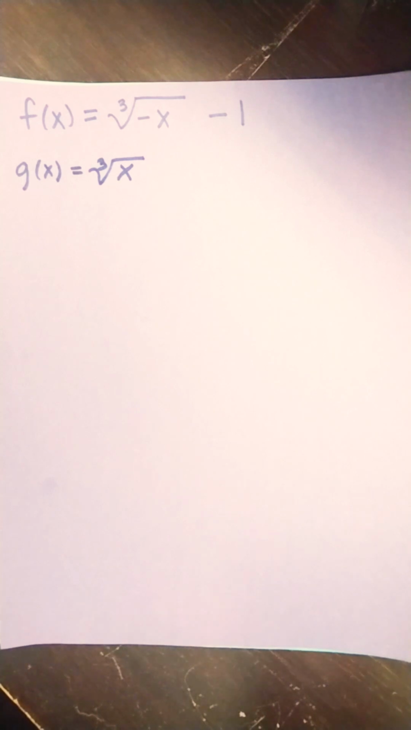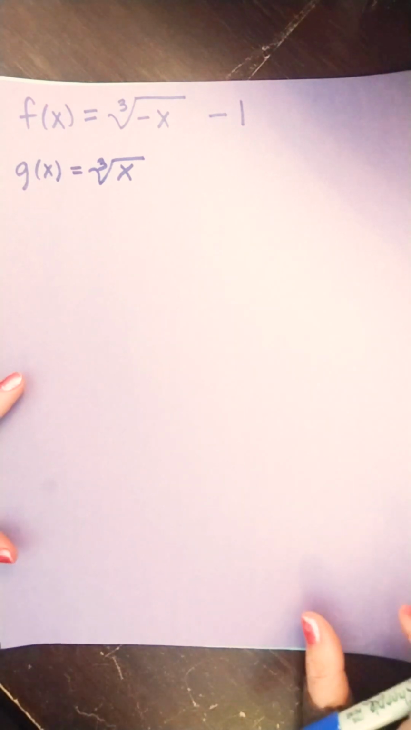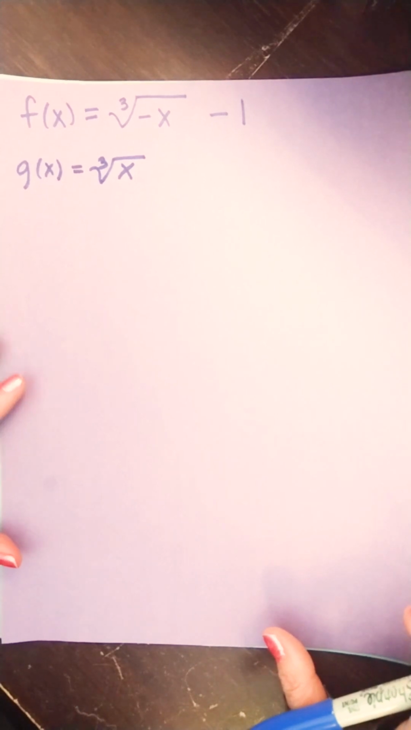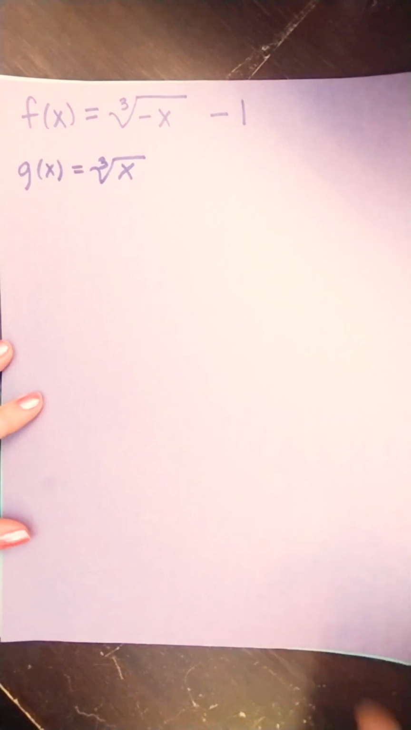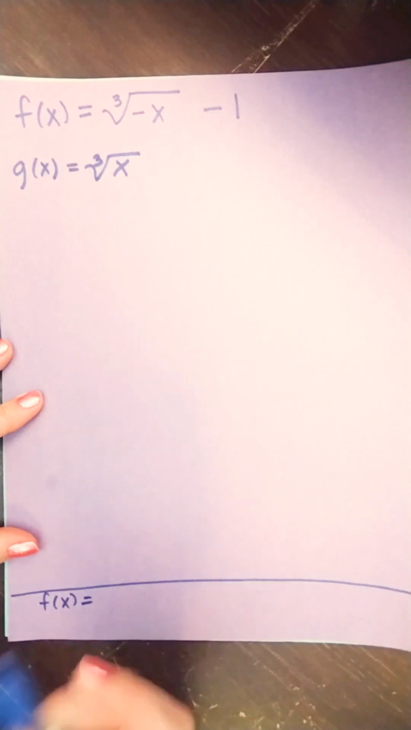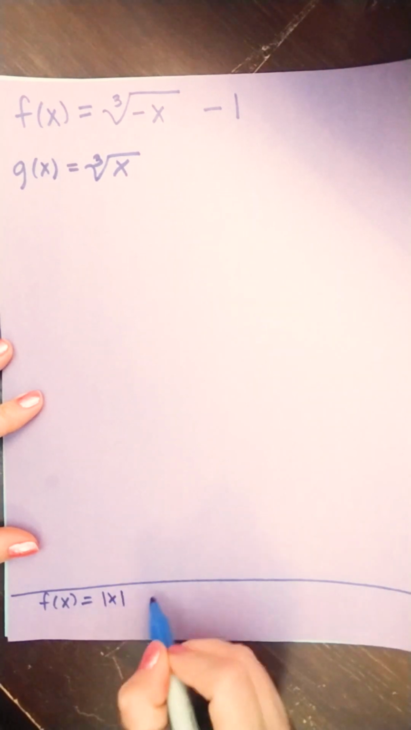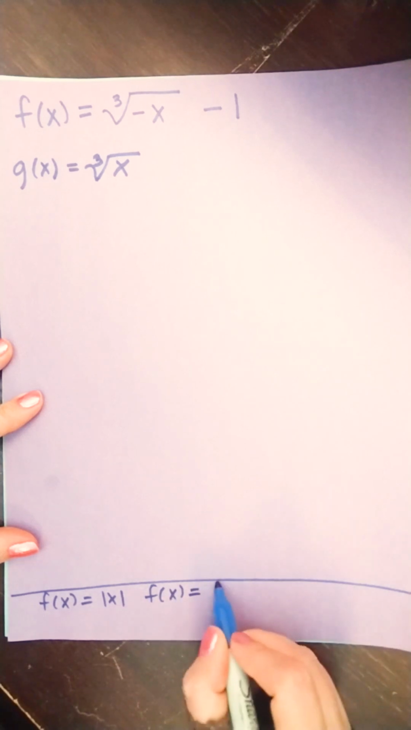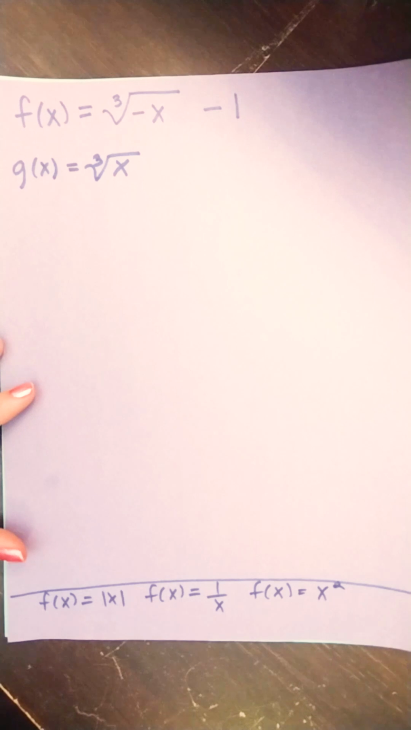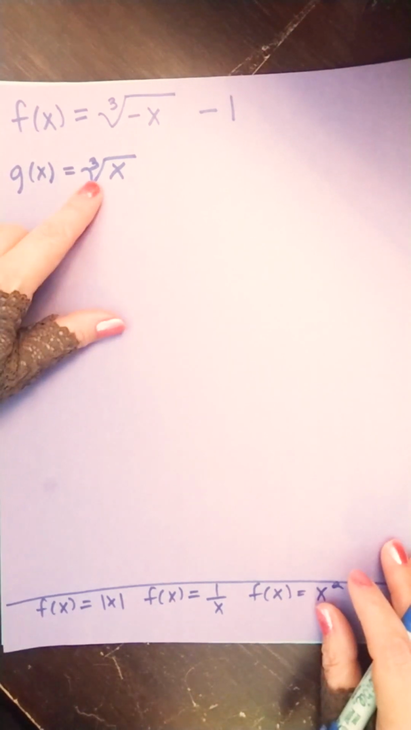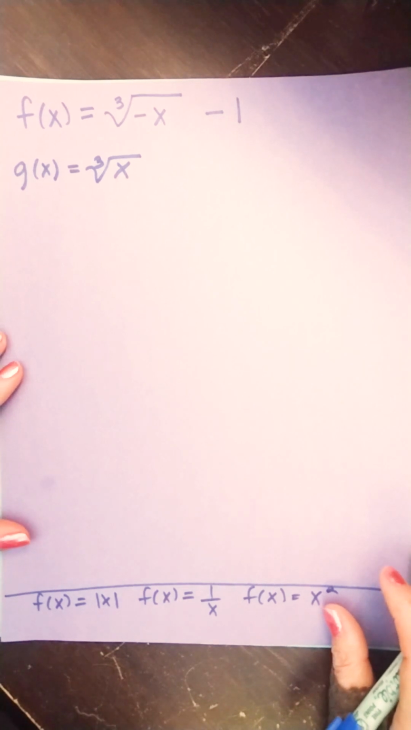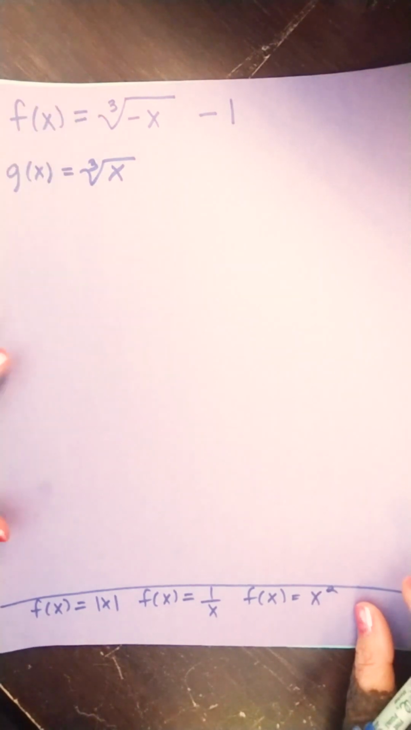In your text, you have a list of functions that you're going to be doing transformations on. You'll have the cube root of x being one of them, the absolute value of x, the reciprocal function, the square function, and so on. I chose the cube root function as my starting function because I have a cube root in my problem. It looks the most like this one.